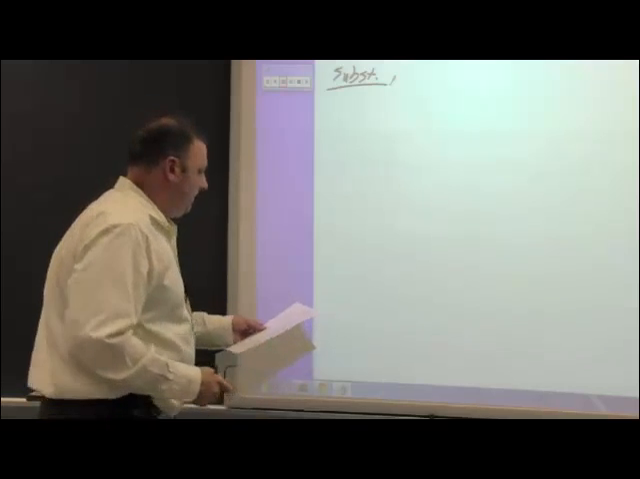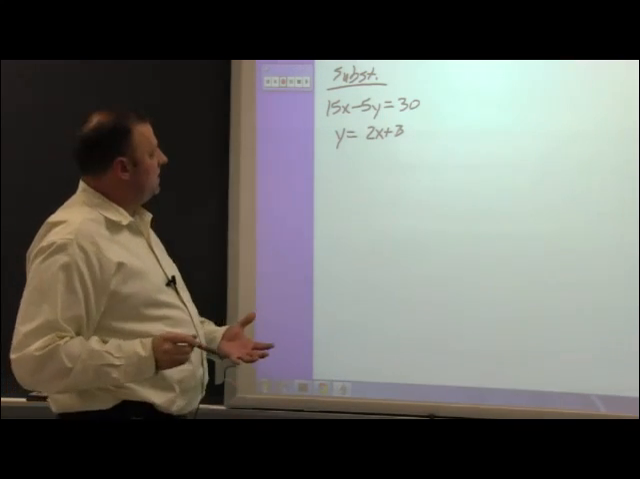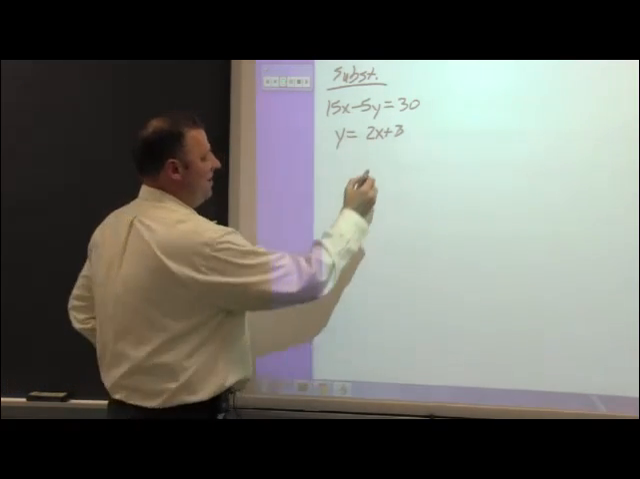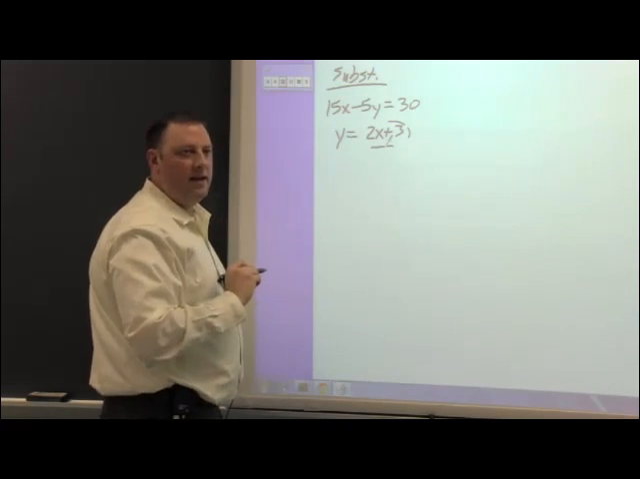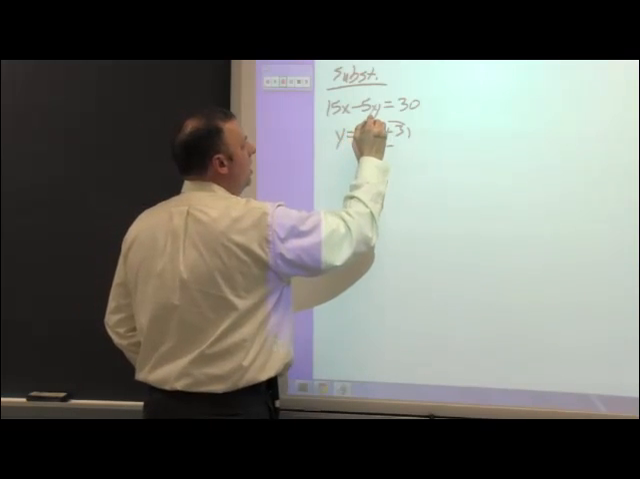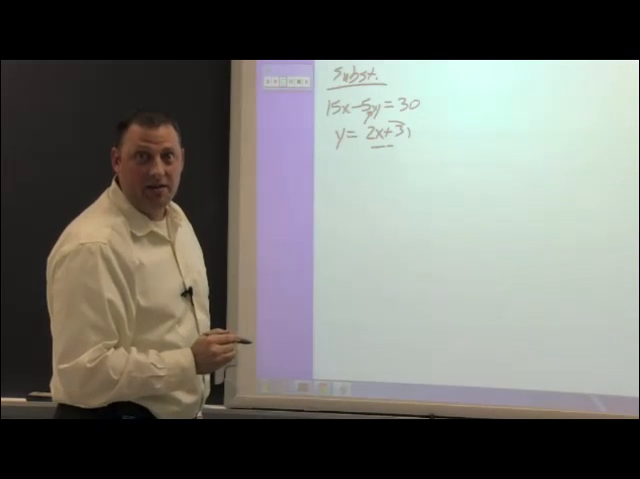First equation, 15x minus 5y equals 30. And the second one, y equals 2x plus 3. What the substitution method is basically is we have y equals something, some expression here. So we're going to take that expression and we're going to look for y in that other equation and we're going to plug it in its place. We are going to substitute it into the other equation.